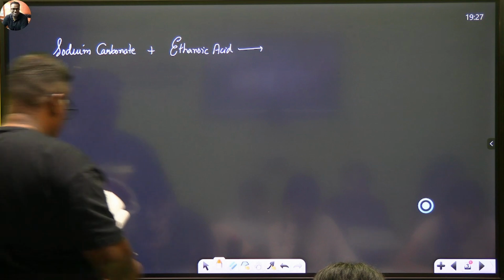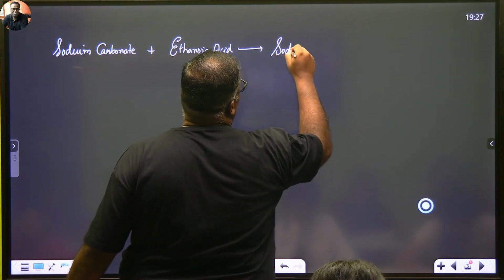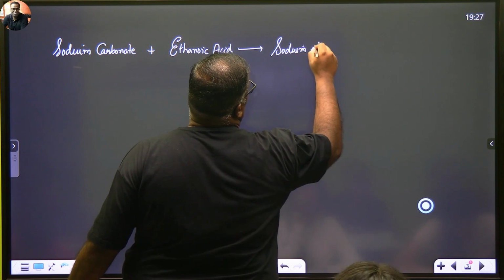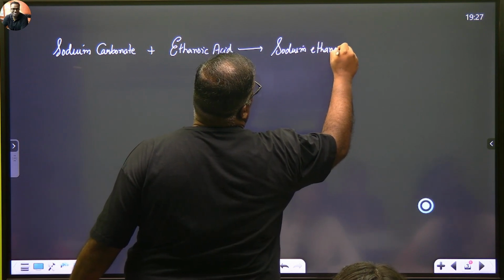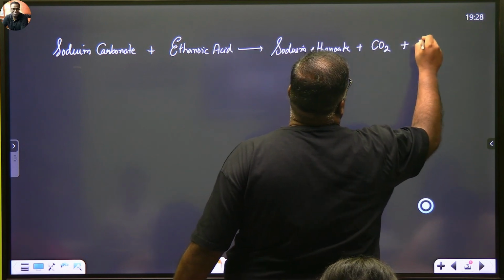It forms sodium ethanoate. This is a grade 10 reaction, by the way. Sodium ethanoate plus carbon dioxide plus water.